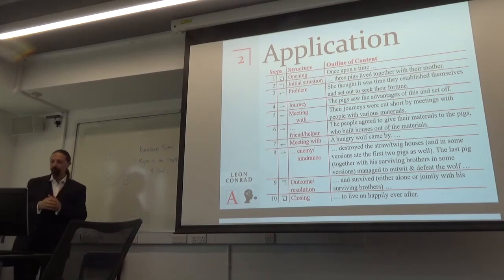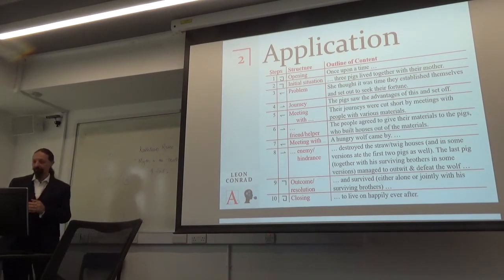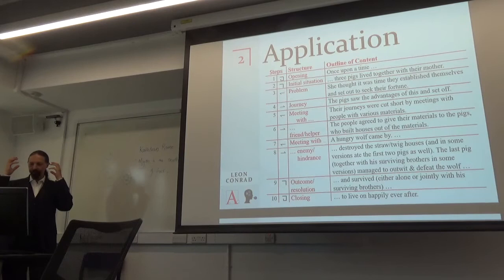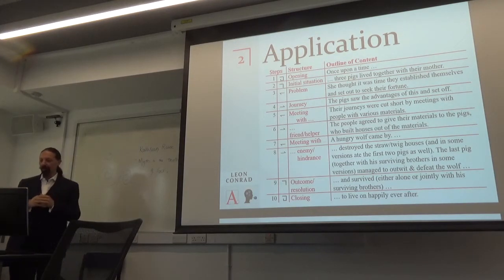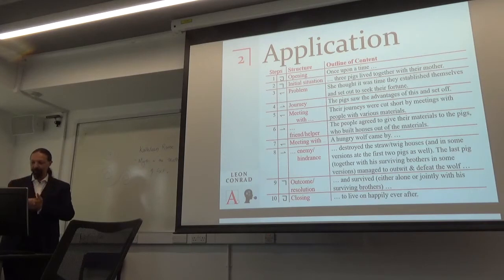ethos. The next meeting is a meeting with a hungry wolf. He destroys the straw and twig houses. In some versions, he eats the first 2 pigs. The last pig and his brothers, if they survive, manage to outwit and defeat the wolf. And the outcome is that they survive to live on happily ever after.